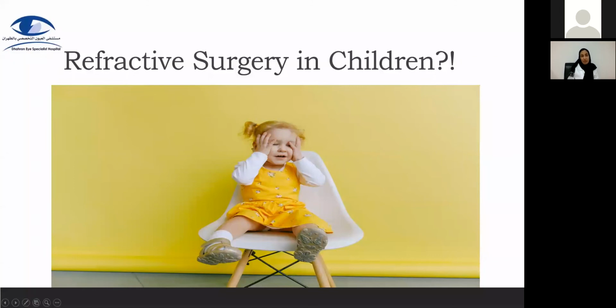Let's go to the other mode of treatment, refractive surgery in children. And this is a big debate between pediatrics and refractive surgery. Regarding refractive surgery in children, it would be recommended by a pediatric ophthalmologist if there is a high anisometropia and the child is having different glasses being used on both eyes. I mean, one is, for example, -12, the other one is emmetropic.